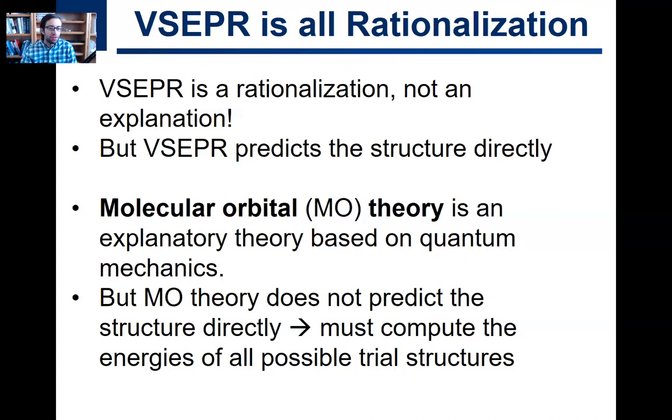Instead, what you have to do is test individual structures, okay, and look at their energies. And then you're going to compare the relative energies of all these different structures, and whichever one is the most stable, i.e. has the lowest energy in the ground state, that is what MO theory predicts will be your ground state structure.